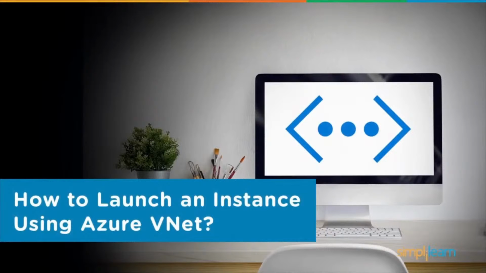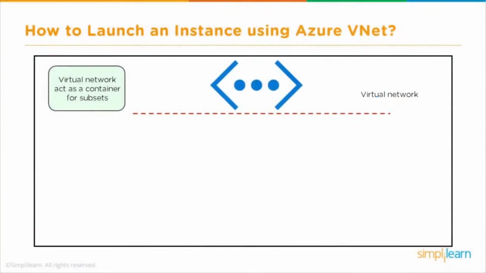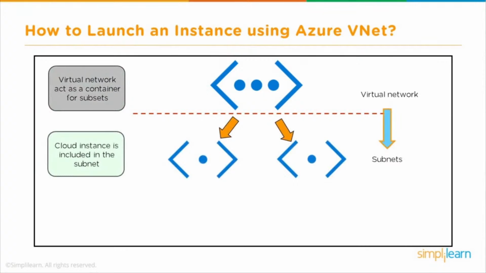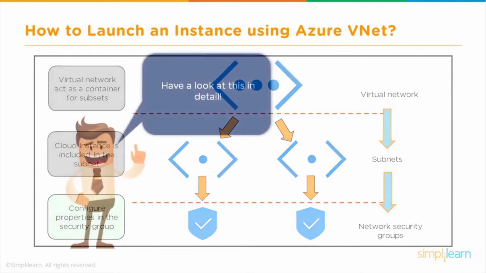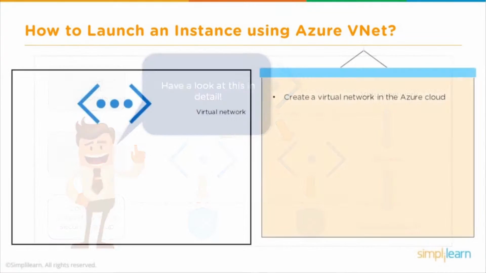So how do you launch an instance using Azure VNet? First of all, you have to create a virtual network. The virtual network acts as a container for subnets. Then you create subnets, which are considered a subset within the virtual network, and cloud instances are included in the subnet. So first VNets are created, then the subnets are created, and then you configure the properties in the security group. Have a look at this in detail.